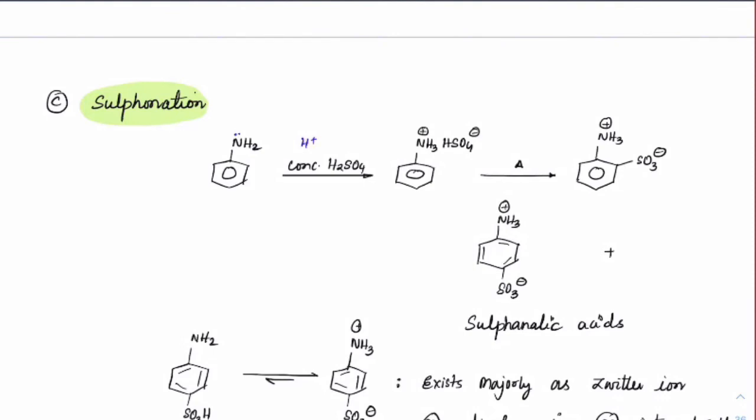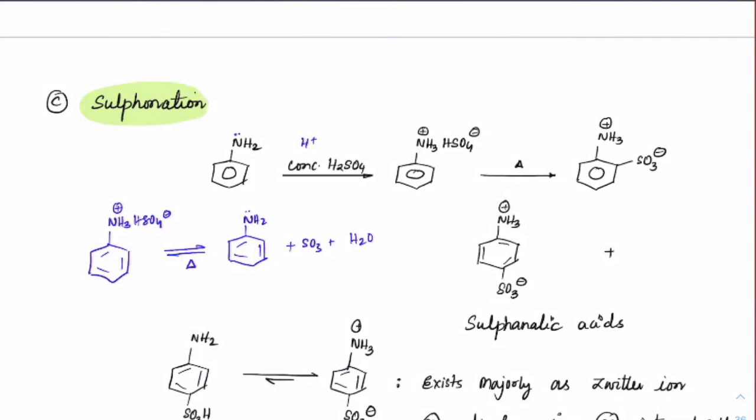Here, if you check, first this one: NH3 plus HSO4 minus is in equilibrium with NH2 SO3 plus H2O. Okay, on heating. Got it. On heating, we would get something like this, where SO3 will attack the ortho and para positions.